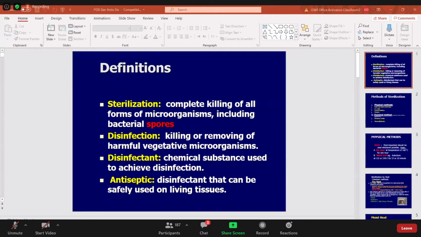Now, other chemical substances can be used as disinfectant or antiseptic. There are factors that influence the effectiveness of any disinfectant. What are the factors that influence the effectiveness of an antiseptic or disinfectant, a chemical substance like phenol, alcohol, chlorhexidine, and so on? The concentrations and temperatures matter, and the effect depends on them.